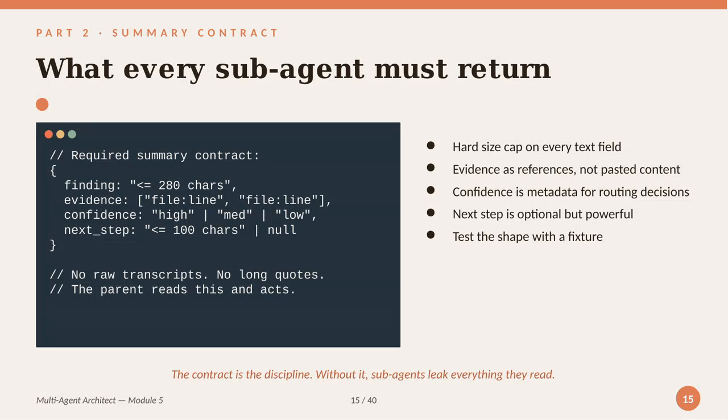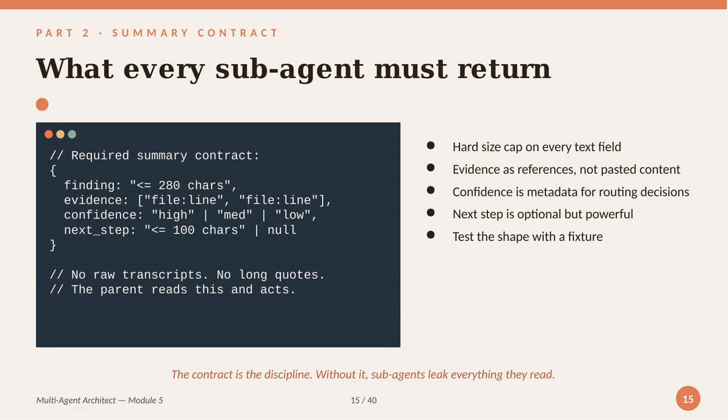The summary contract. The discipline that makes context-sync agents actually work. Every subagent that exists to absorb context returns the same shape. Finding, the answer, 280 characters max. Evidence, references like file:line, not pasted content. Confidence, high, medium, or low. Metadata for the parent's routing decisions. Optional next step, 100 characters max, suggesting where to look or what to do next. Hard size cap on every text field. The cap is the contract.